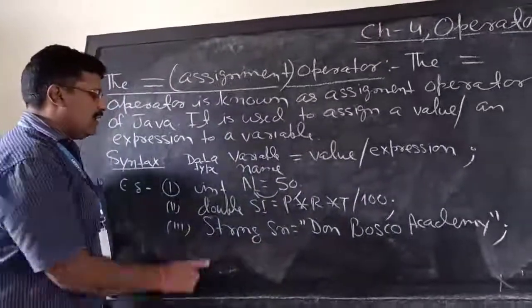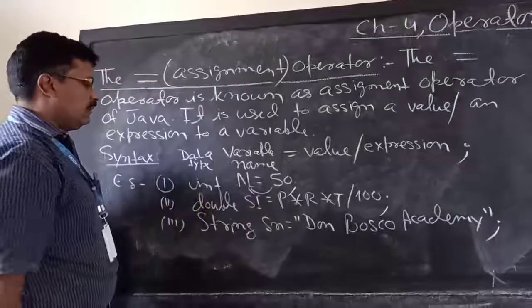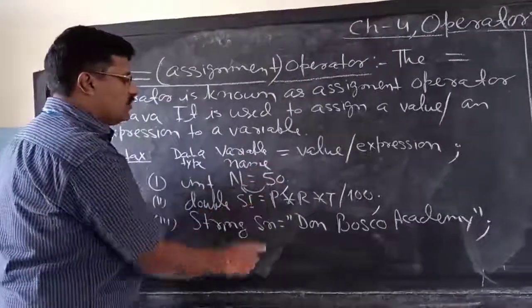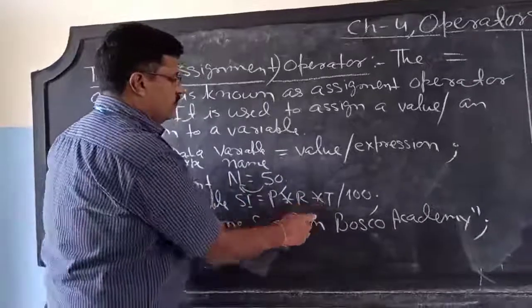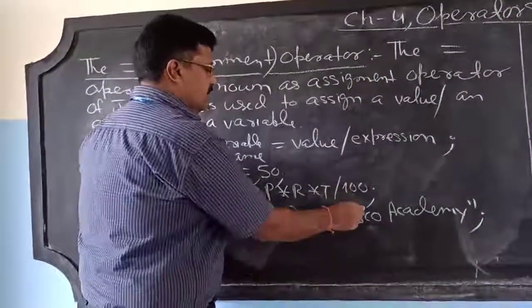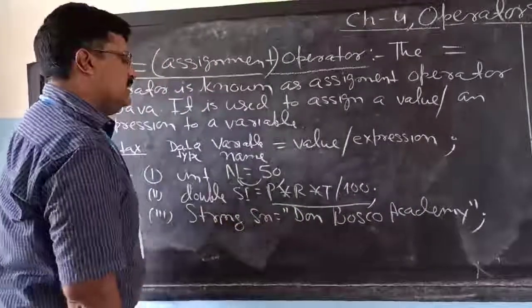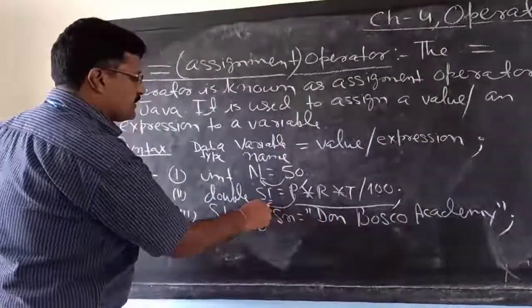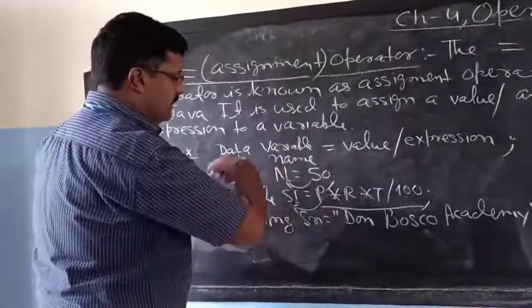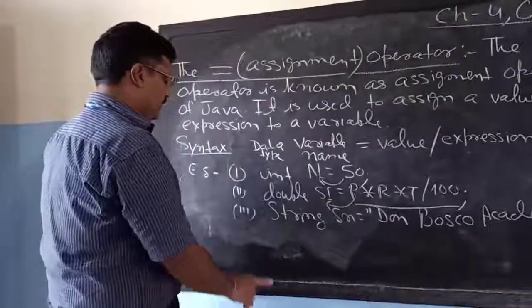Second example: double is the data type, variable name si, for simple interest, equal to p into r into t divided by 100. So this is the formula of simple interest. This full expression is assigned to si.